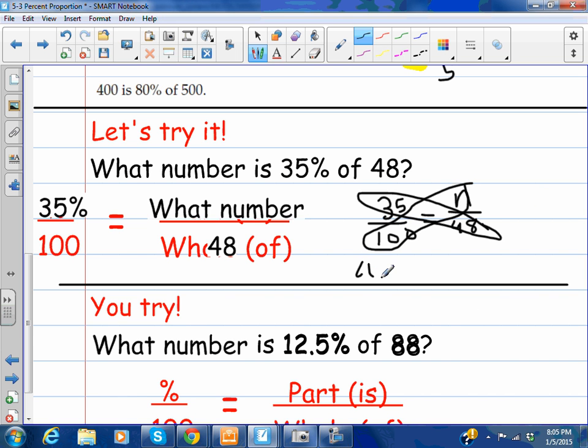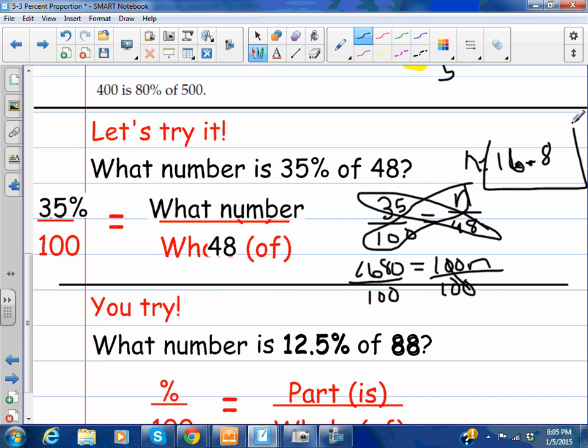And you're going to get 680 is equal to 100 times n. Hopefully I'm doing this right. Divide by 100. And you get n is equal to 16.8. Remember, we're not looking for the percent on this one. We're looking for the part. So we do not add a percent symbol here. So what this means is 16 and 8/10 is 35% of 48. So you just fill that in there. That's your answer.